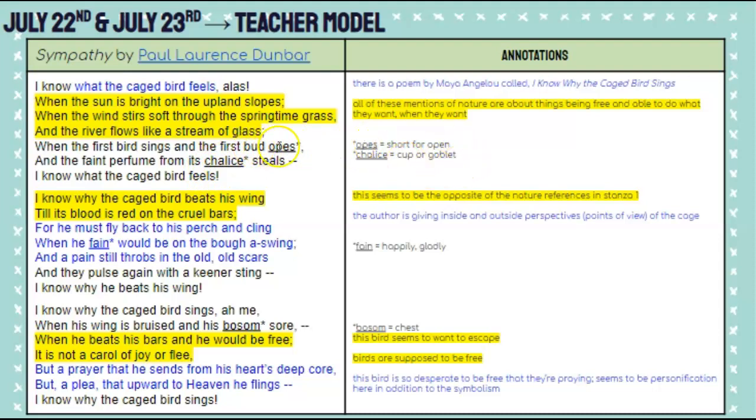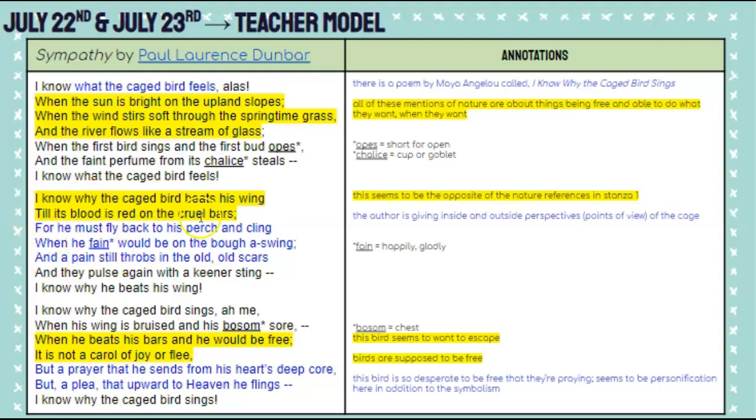So it's not like you're just going to underline it and then leave it blank. You know, if you don't know what it means, the goal is we look it up. So OPES, I had to do some deep research here actually. It's just short for open, just to make the poem flow, kind of like author creativity there. And then chalice, which is a cup or a goblet.